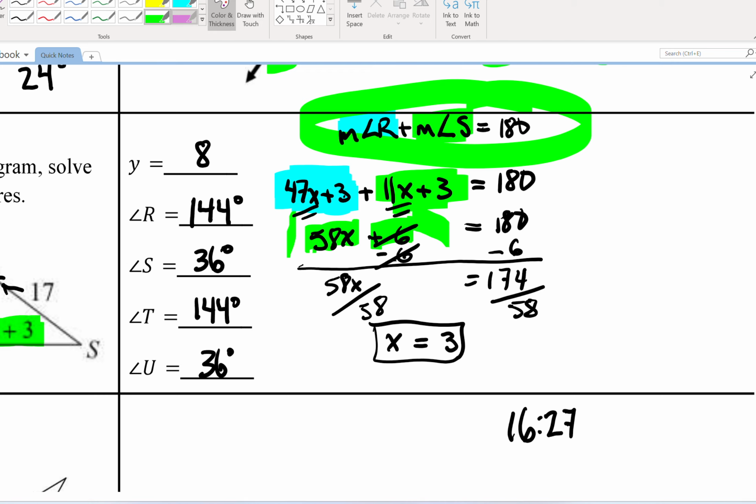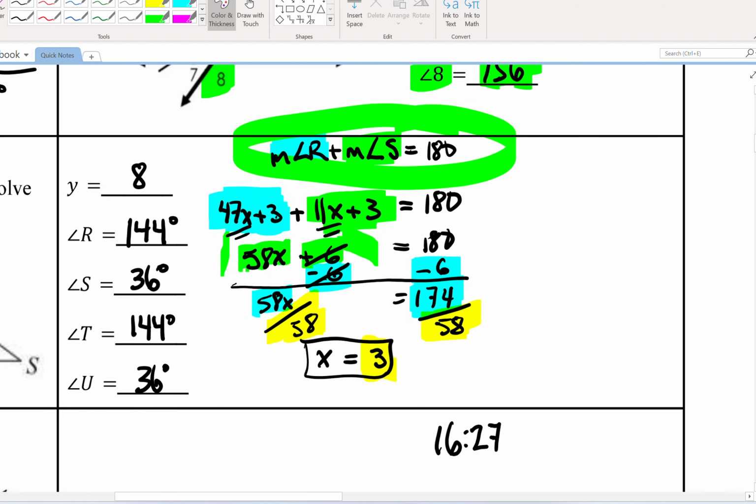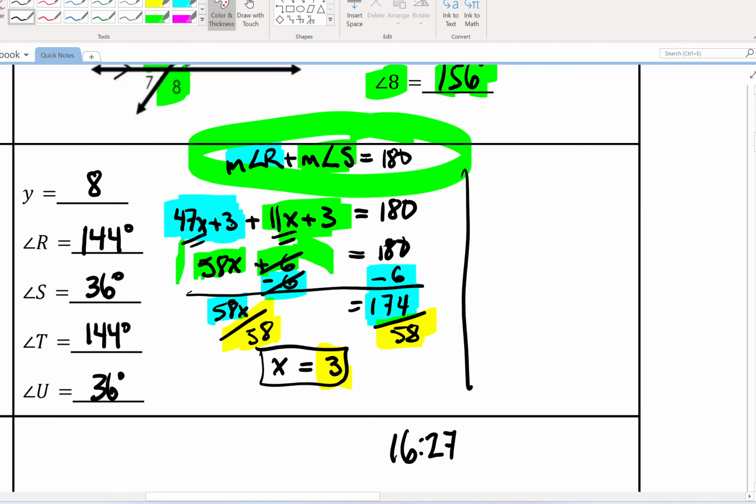Se le resta 6 de ambos lados, y eso nos daría 174. Y de ahí se divide entre 58 en ambos lados del signo igual, y 174 dividido entre 58 es 3. De ahí tú puedes reemplazar 47x más 3 con el hecho de que x es igual a 3, lo que acabamos de encontrar, y 47 por 3 más 3.